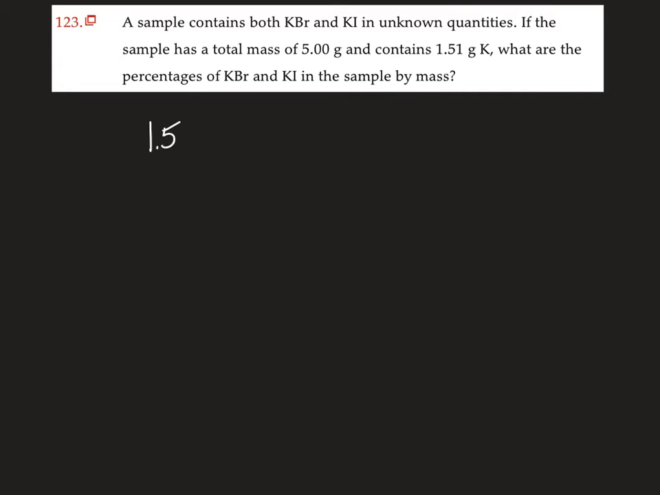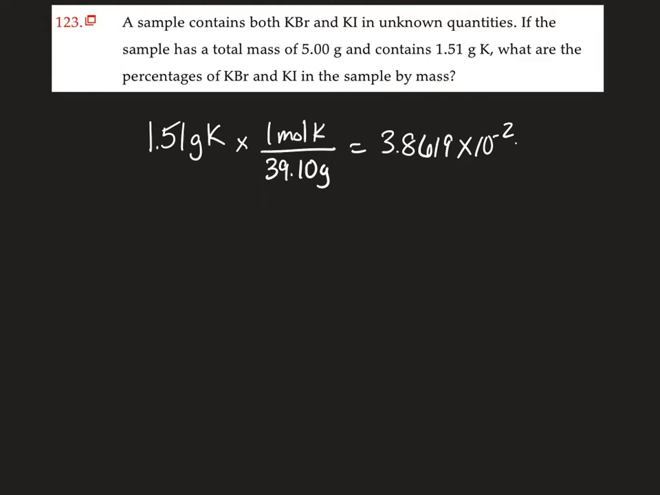This is problem 123 from chapter 6. In the problem, we're told we've got 1.51 grams of potassium, and I'm going to go ahead and convert that to moles because that's going to be handy later on. So I'm going to use the molar mass, and when I do that calculation, I get 3.8619 times 10 to the negative 2 moles of potassium. Now I'm ignoring sig figs for now. I'm just keeping lots of digits because I'm going to round when I get to the end.